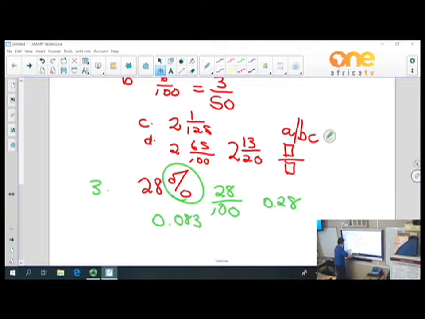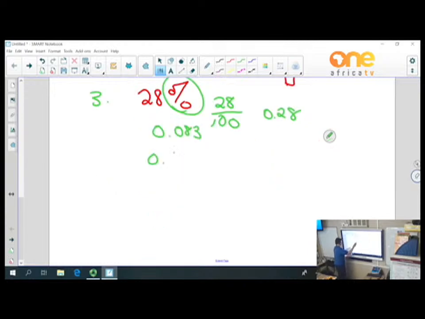0.083, Bronwyn, the next one, 0.605, the half, that's where it comes from. And then, okay, yeah, 0.008, E, 1.28, we divide by 100. All the time we divide by 100.